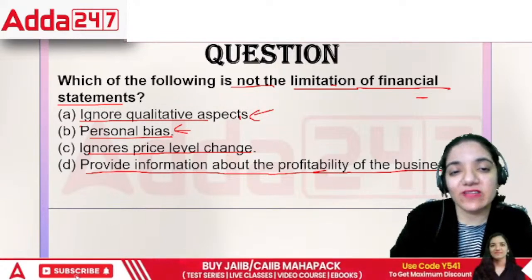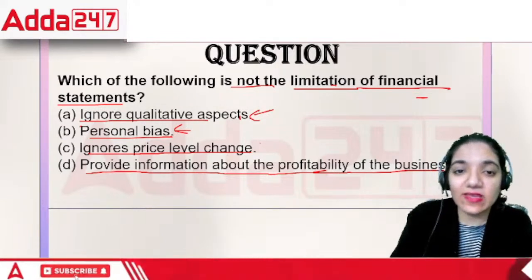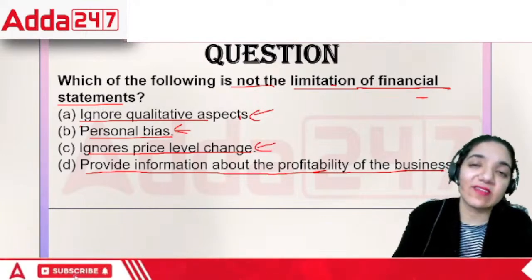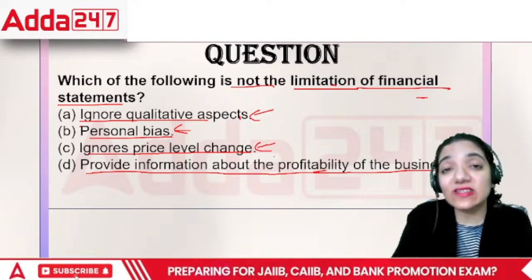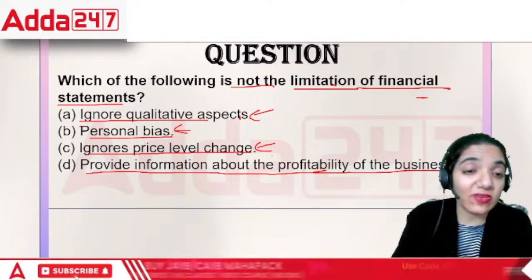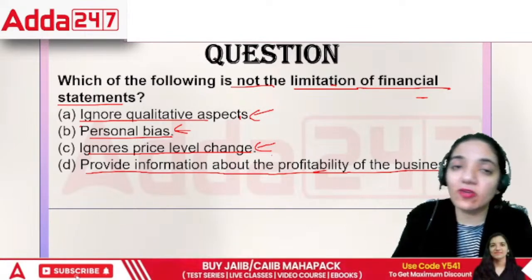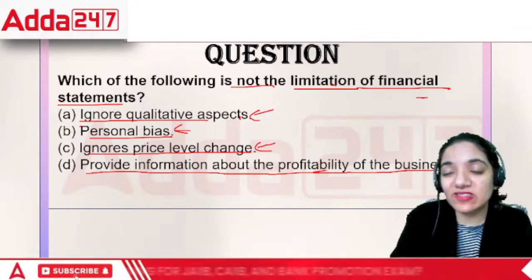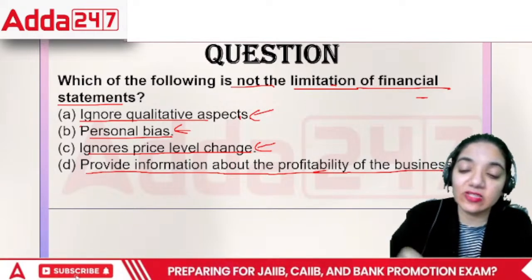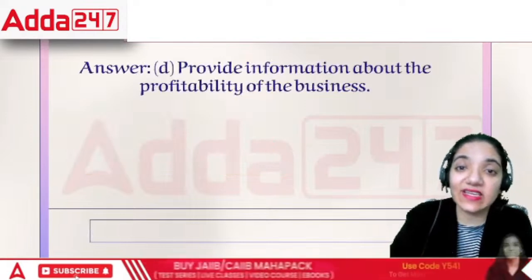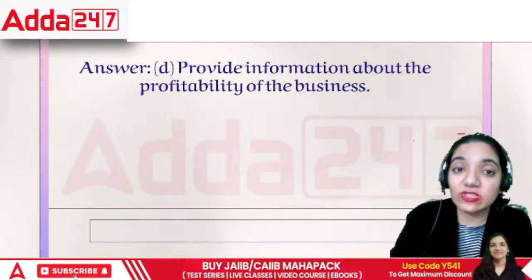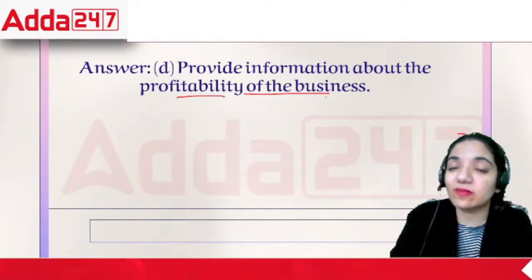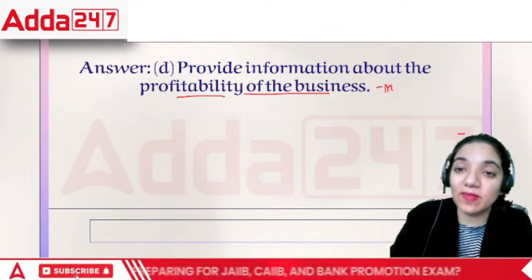So it ignores price level change. Again, this also happens. We cannot include the price level changes because price changes every single day. If we start recording things at the price level, then we cannot continue recording at all. Provides information about the profitability of the business. That's a merit, not a demerit. So in this case, the correct answer is D. Provide information about the profitability of the business. That's a merit.